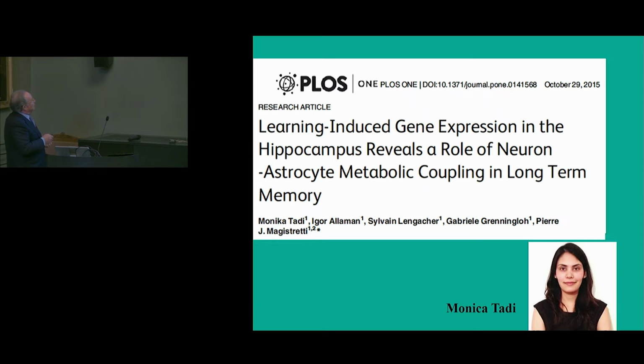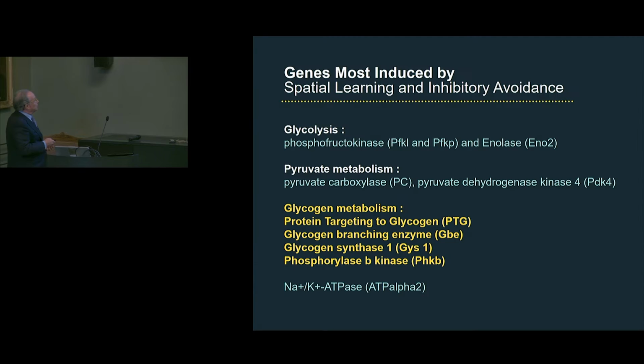And this is work by Monica Tadi, and we show that indeed a number of genes are upregulated in the areas that were mobilized during learning. And interestingly enough, of course, there is phosphofructokinase, pyruvate carboxylase, but essentially all the enzymes related to glycogen metabolism. This was in maybe 2008, 9, 10.